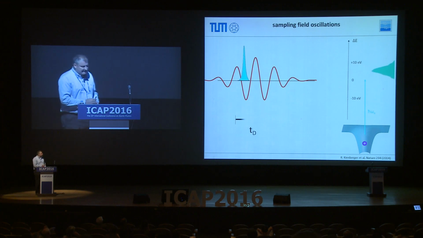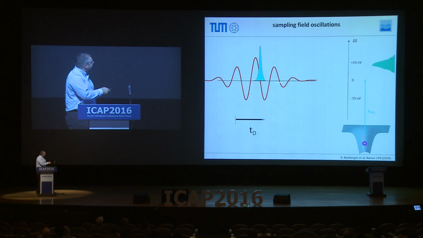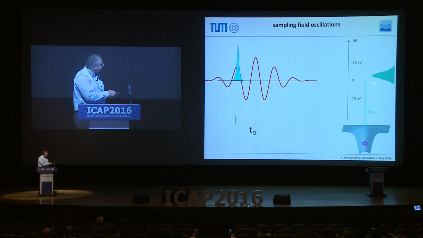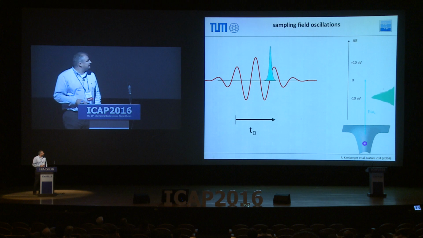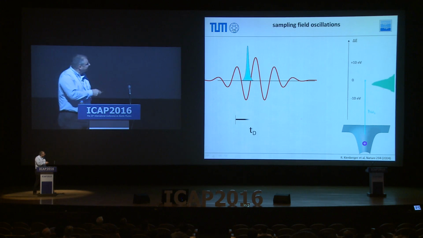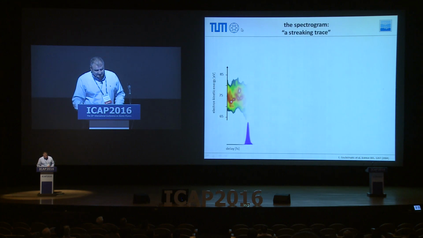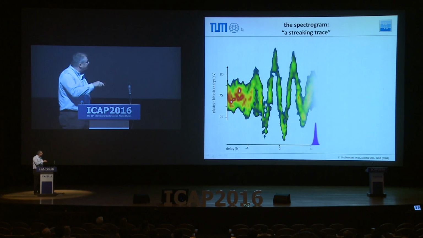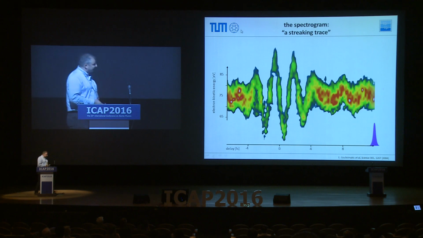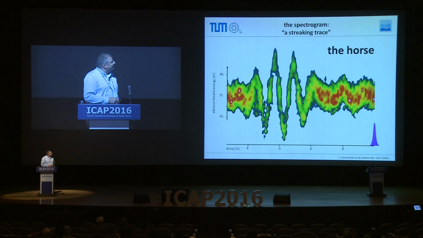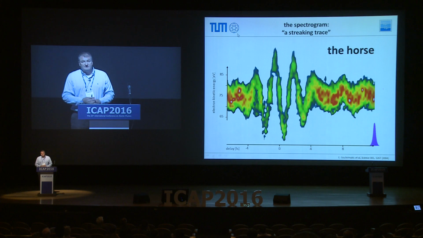So now if we scan the attosecond pulse through the dressing field, then the electrons that are emitted from an atom, you see here the electron spectrum, which mimics the attosecond pulse, is highly modulated, moving up and down in energy. And now this is what we get here, a spectrogram where all these spectra at different delays are put together. We call it a streaking trace.